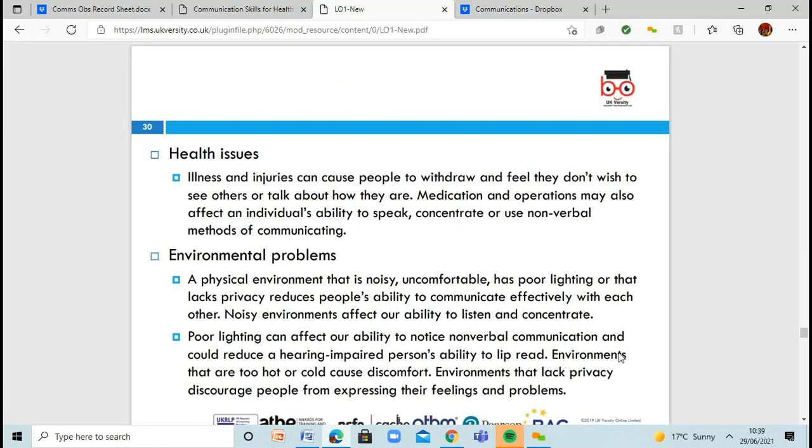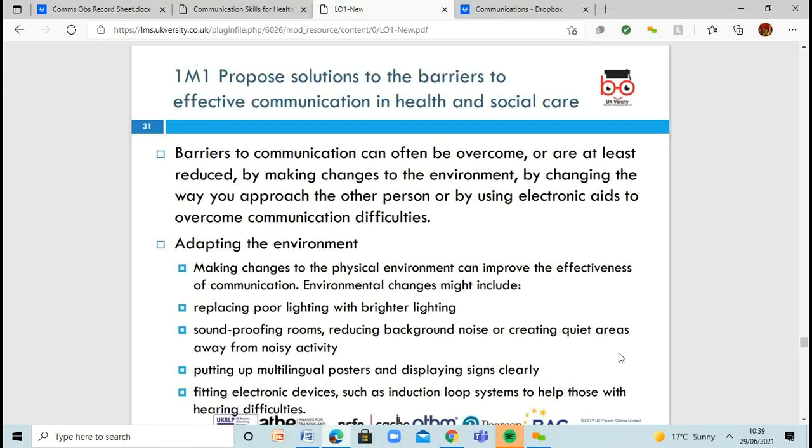Health issues, again, if someone is not feeling well and they just don't want to talk, they're not in the mood. Environmental problems we've already talked about. And that's it. So those are some issues and barriers that you might come across on a daily basis.